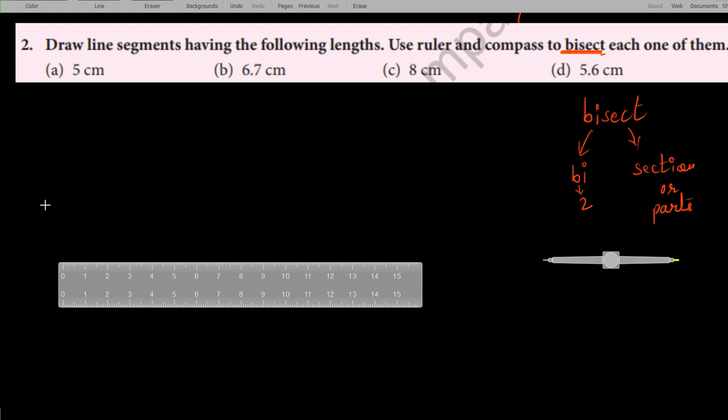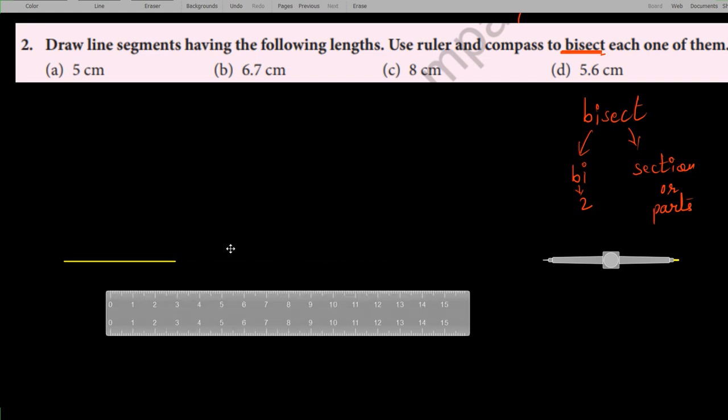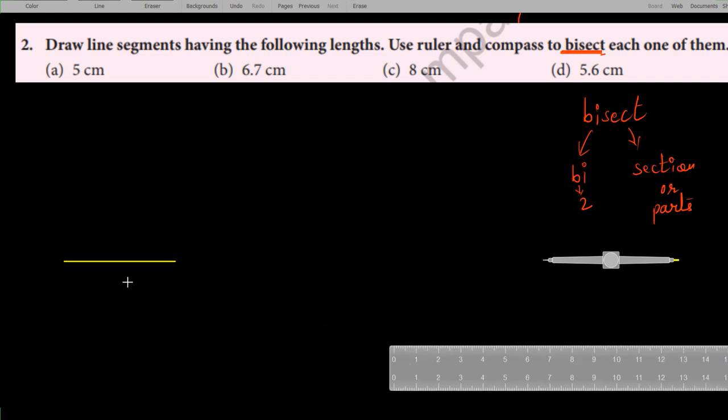So let us see how we will solve this question children. We'll first make a line segment which measures 5 centimeter. I hope you all can make a line segment 5 centimeter long comfortably, and we'll give it some name. Let us say that this line segment is AB, which is 5 centimeter long. Now to bisect this line segment, bisection means, as I told you, dividing the line segment into two equal parts.